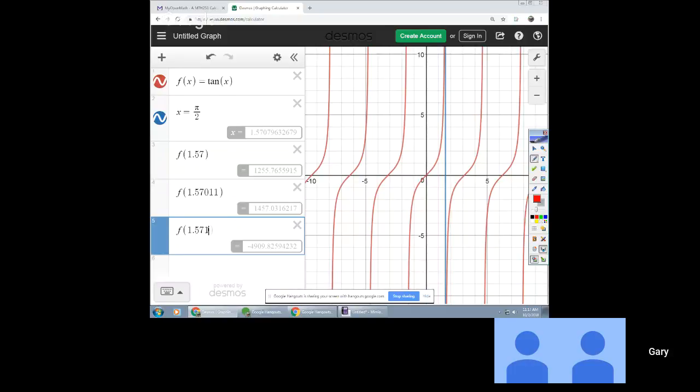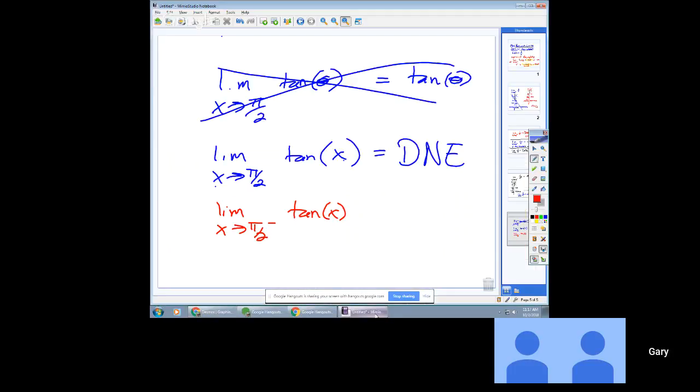Yeah, so I could go 0.79. That would be a little on the left, and I can see the y value is getting bigger. Okay, so I'm just checking it out numerically. So on the left side, what's a better answer than does not exist?